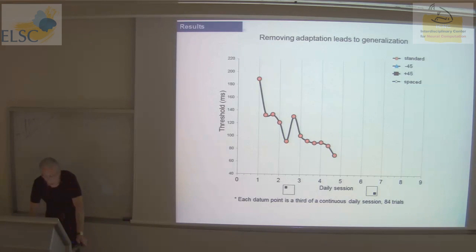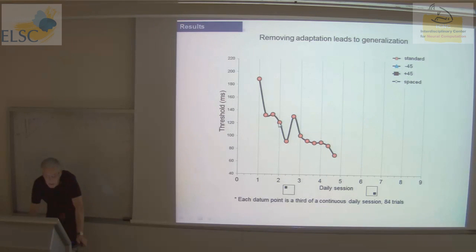So this is training with a standard task. Subjects start. We have 3 points per day, 84 trials per point, 252 per day. Initially, they get only 5 to 10 trials before that in order to be introduced to the task, so they know what they do. Initially, the threshold is close to 200 milliseconds. Then it goes down within the first session. There is rapid learning. Then there is no further improvement.